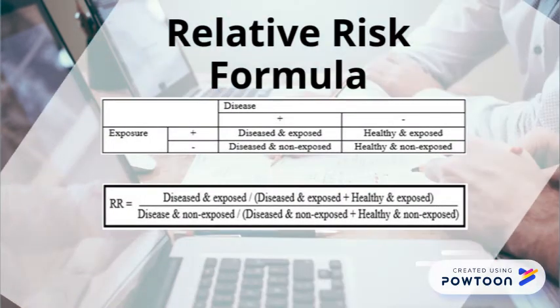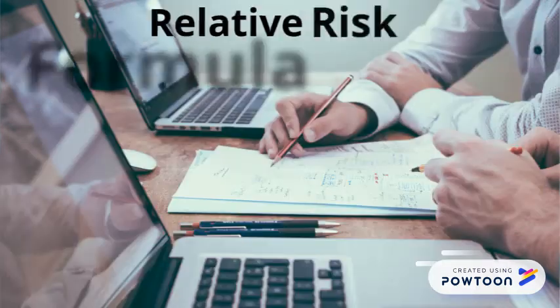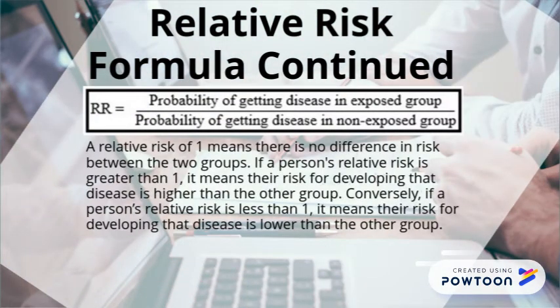To integrate those components into a formula, you can see that calculating relative risk is going to require you to put diseased and exposed divided by diseased and exposed plus healthy and exposed, over diseased and non-exposed divided by diseased and non-exposed plus healthy and non-exposed. Looking at the formula continued, you can see that it can essentially be broken down into the probability of getting disease in the exposed group divided by the probability of getting disease in the non-exposed group for relative risk.